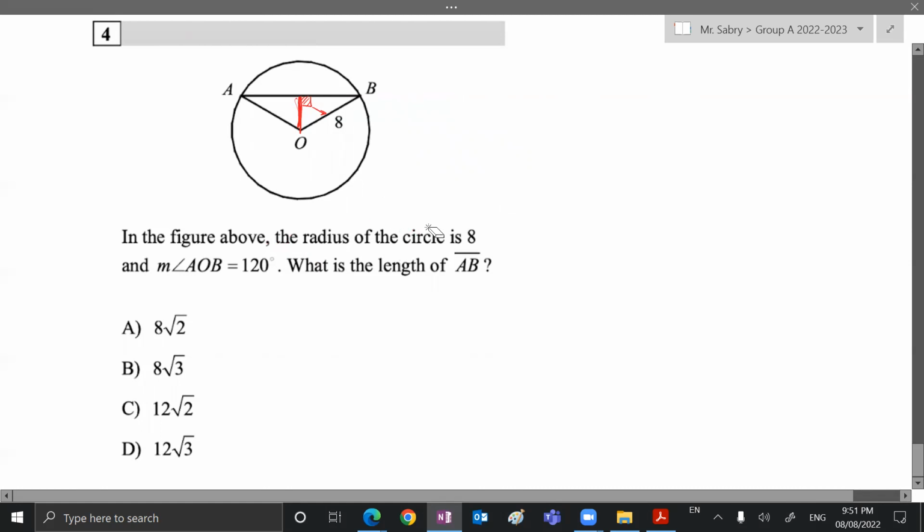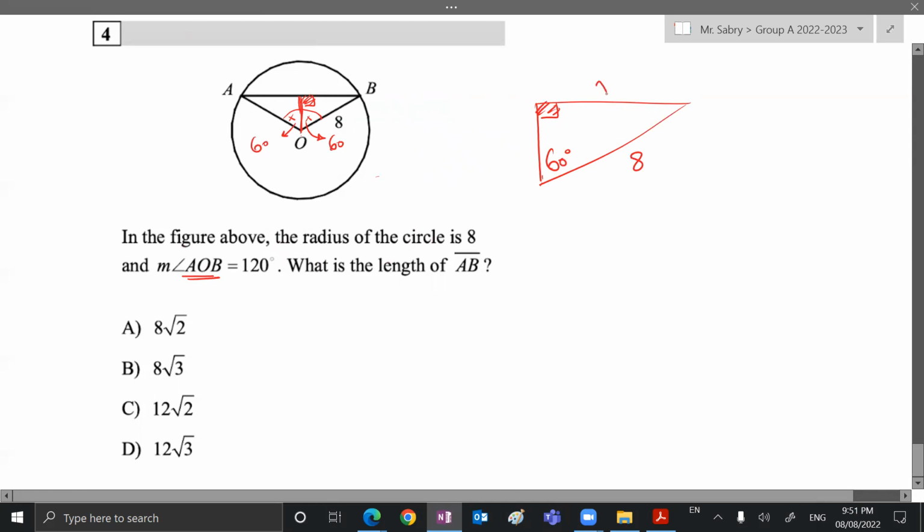Again, for this one, please understand that I'm going to take this triangle and split it into 2 equal parts. Because I did that, I know that this angle is 90 degrees, and that I split this angle into 2 equal parts. He gave me measure AOB as 120, so each separate part is 60. This is 60 and this is 60. So now I have a triangle where this angle is 60 degrees, this one is 90 degrees, and that one is 8.